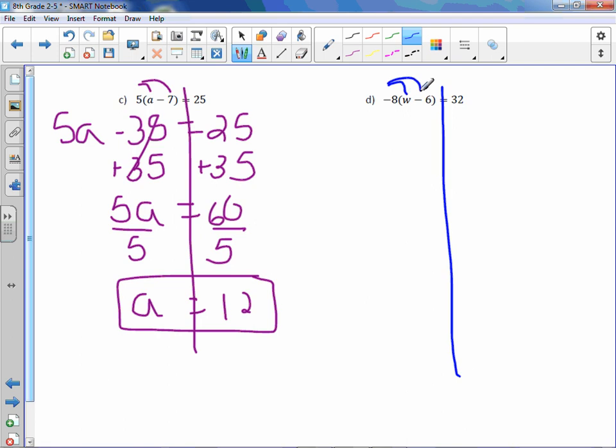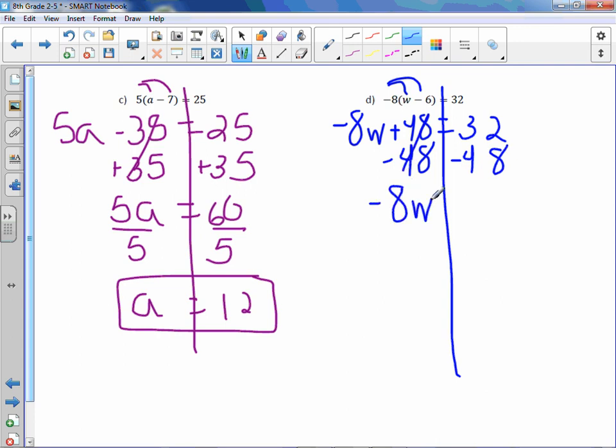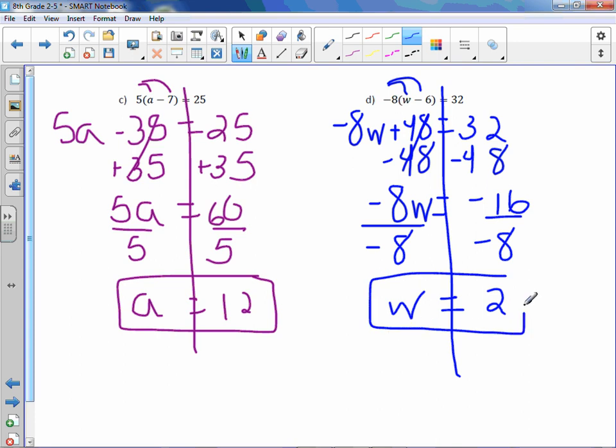Distribute the negative 8. Negative 8w. And negative 8 times negative 6 is positive 48 equals 32. Subtract 48 from both sides. Negative 8w equals negative 16. Divide by negative 8. W equals, a negative divided by negative is positive, therefore positive 2.